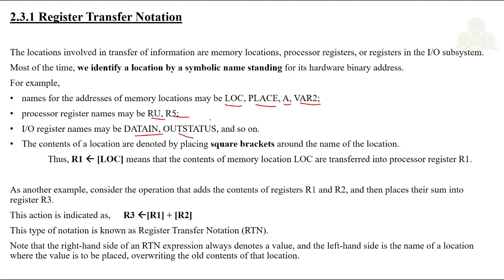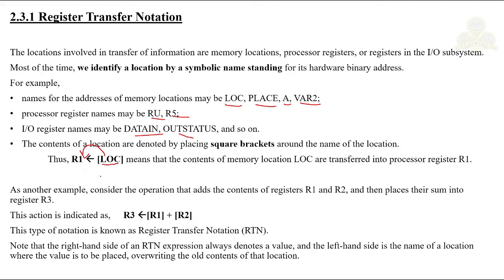Now, say suppose we want to move the content of a memory location to a register. How do we do it? We represent it like this. LOC is a memory location, and you want to move the content of this location LOC to the register R1. If you just write LOC, an arrow mark and R1, this does not represent anything. It just says the memory location is LOC, then you have to move it to R1.